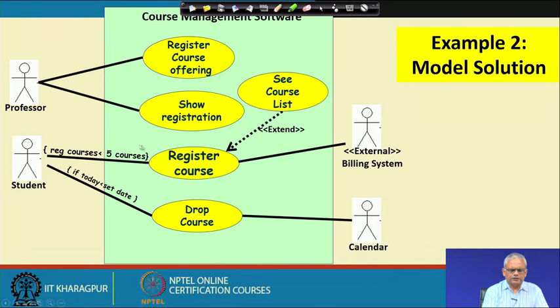We just write this in the form of a constraint on this communication line. During the course registration, on successful registration, the billing system is sent information to generate the bill, and we have written here external system, the billing system. And for dropping courses, there is a time limit, and we have the calendar as an external actor, and then we have written the constraint here: if today is less than the set date. So, as long as the deadline is not passed, the student can drop a course.